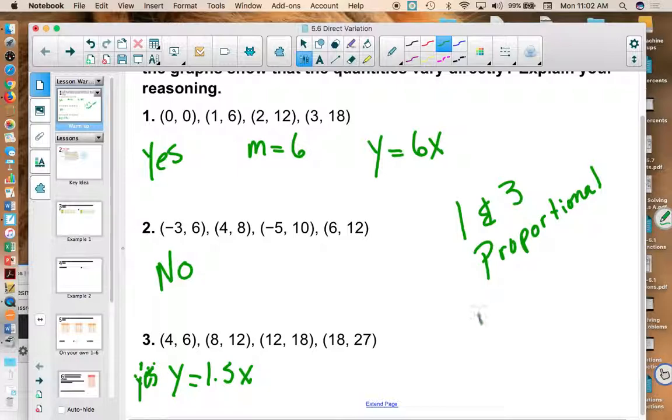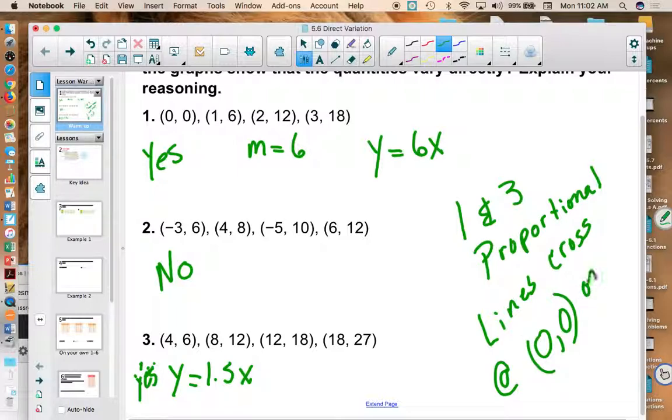Okay? Lines cross at 0, 0 on the axis. And I know I'm writing that crooked, but you get my message, right? Those lines will always cross at the axis.